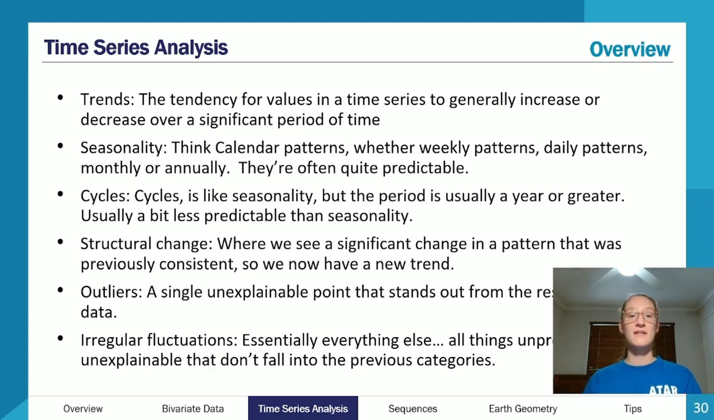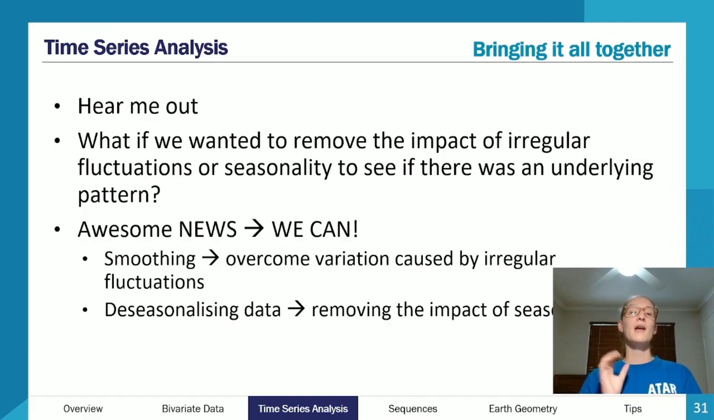So when we're looking at a time series plot, you've already got all of these different things going on in your mind, but we're going to bring in another factor now. Bringing it all together a little bit, hear me out. What if we wanted to remove the impact of irregular fluctuations, or remove the impact of seasonality, to see if there is actually an underlying pattern that's being obscured by these things? And we can. That's how we link in smoothing and deseasonalizing data. Again, I'm trying to help you make these connections.